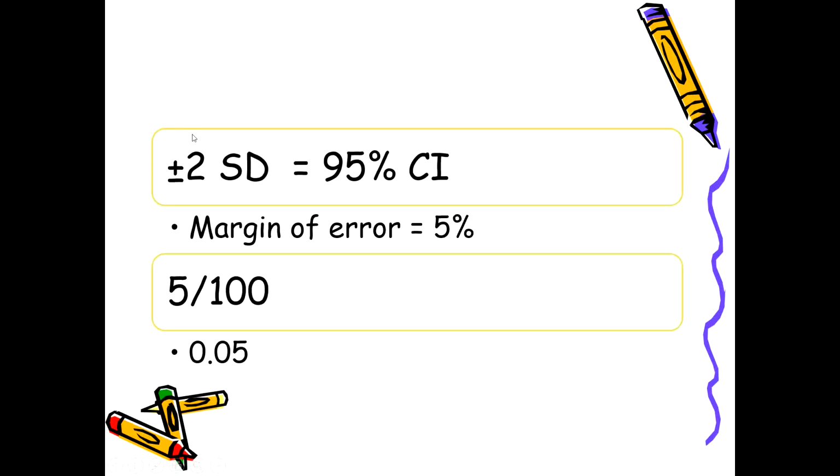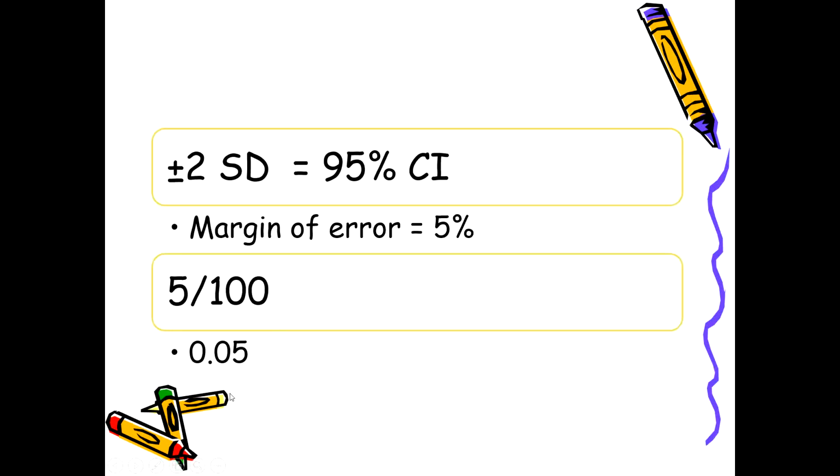If we are talking about plus minus 2 standard deviation of a normal distribution curve, it means we are talking about a 95% confidence interval. If we are talking about a 95% confidence interval, the margin of error will be 5%. 100 minus 95 means 5% margin of error, and we are 95% confident that all the values are lying between plus minus 2 standard deviation of the mean. I can write 5% as 5 over 100, and I can also write it as 0.05. So this value gives me a significance value.